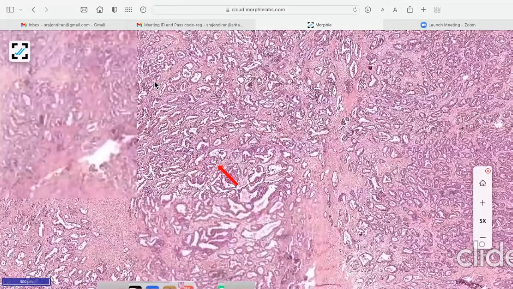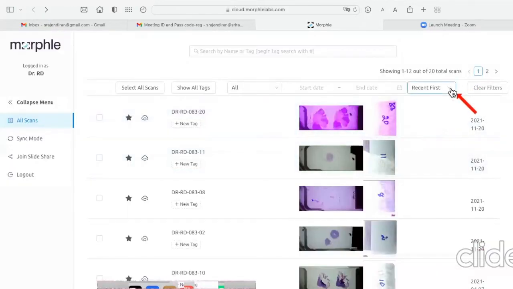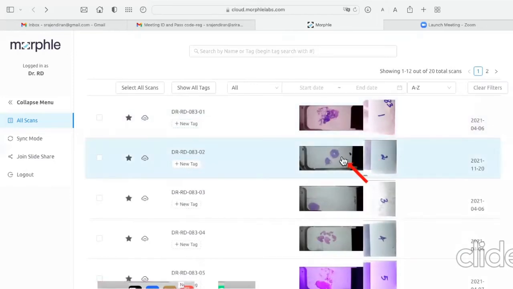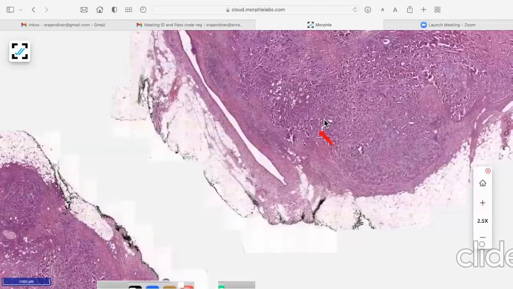Is this case number two? I don't think so. Sorry, it's case number 11. That's why I was worrying. Just 1 minute. Yeah, this is case number two. It's taking some time.